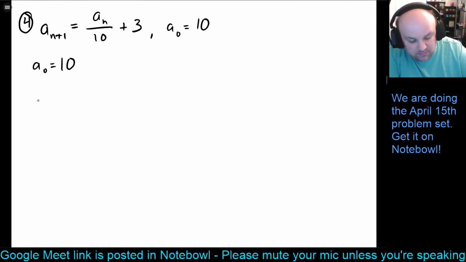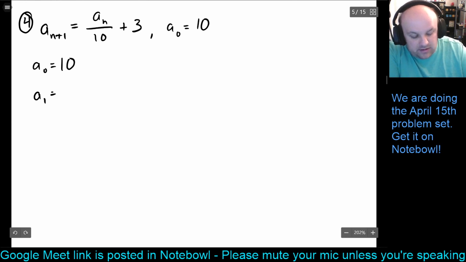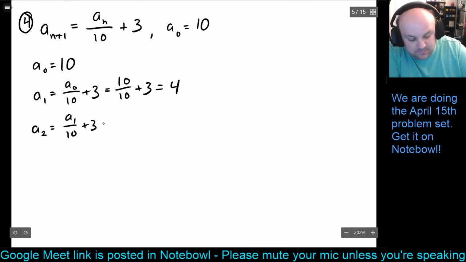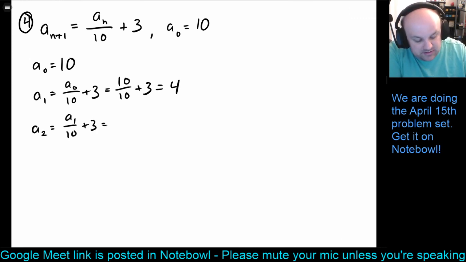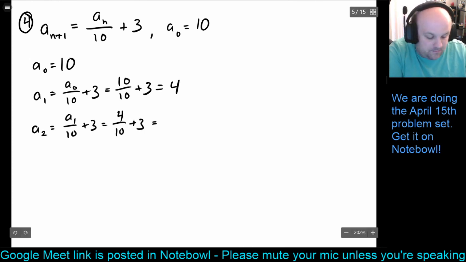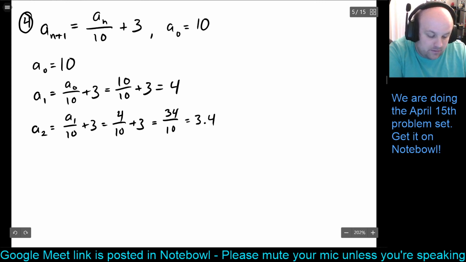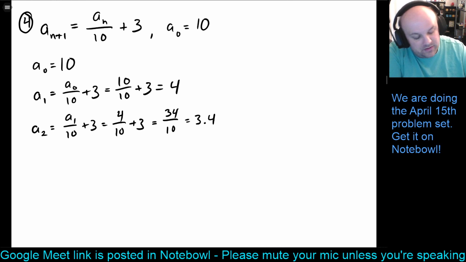Right? The second term, a1, notice this is going to be a0 over 10 plus 3. So that's going to be 10 over 10 plus 3, which is 4. A2 is going to be a1 over 10 plus 3. And that's going to be 4 over 10 plus 3, which is, we can call that 34 over 10 if you want, or 3.4. Either way is really fine.